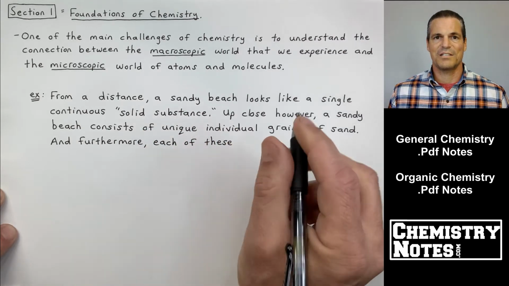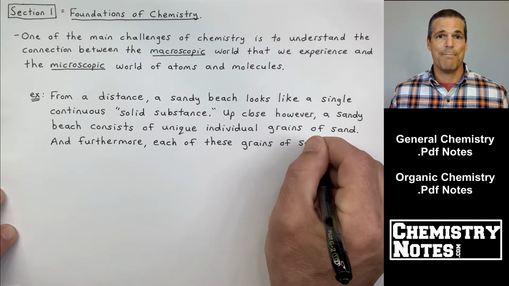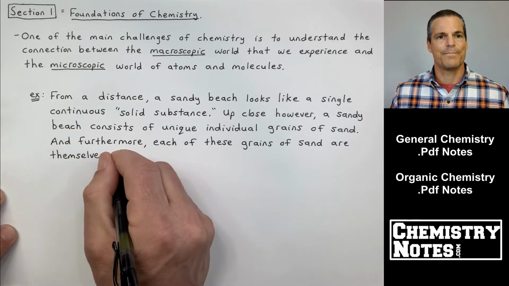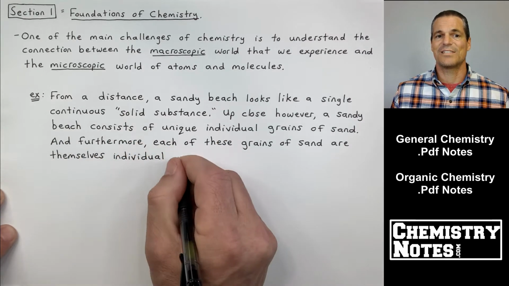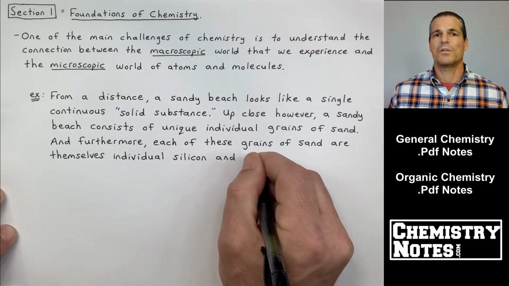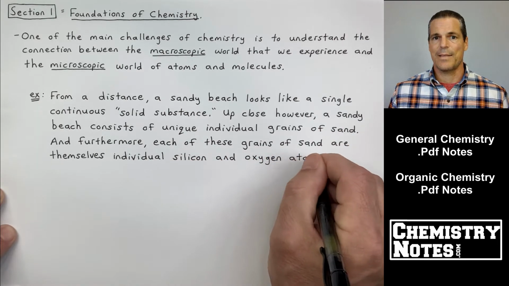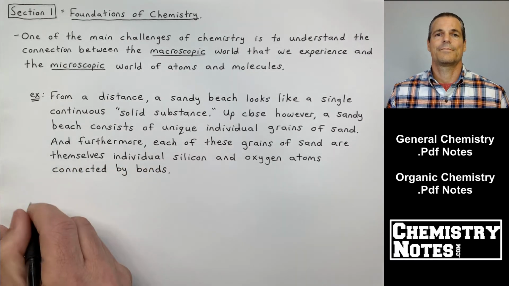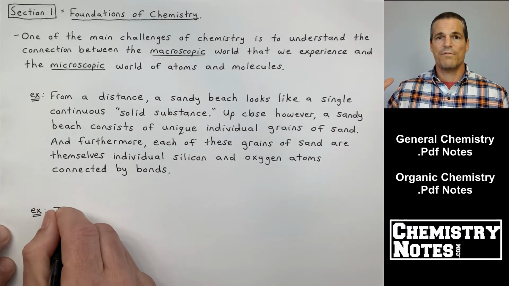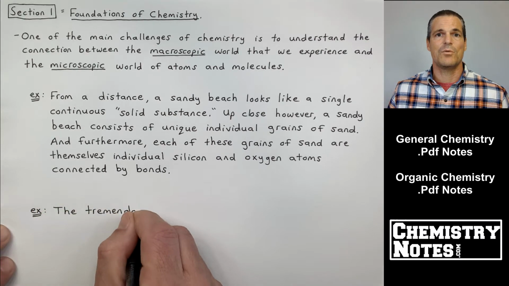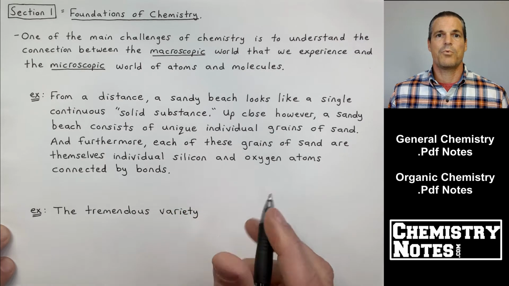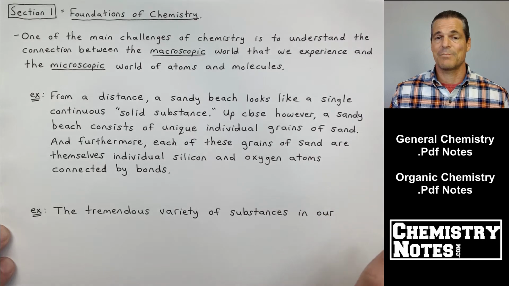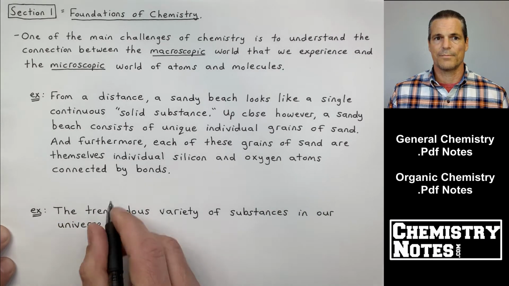We've all held grains of sand in our hands, and even then we're still at a macroscopic point of view, by the way, but every one of those same grains of sand looks a little bit different. Furthermore, each of these grains of sand are themselves individual silicon atoms and oxygen atoms, okay? And those guys are connected together by bonds. So you've got one point of view where it's just a big sandy continuum of tan color, and then another point of view, the microscopic point of view, where it's individual silicon atoms and oxygen atoms connected by bonds. Two totally different points of view.